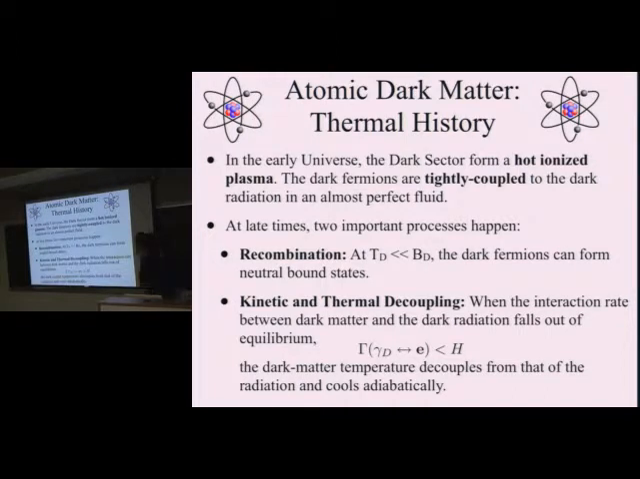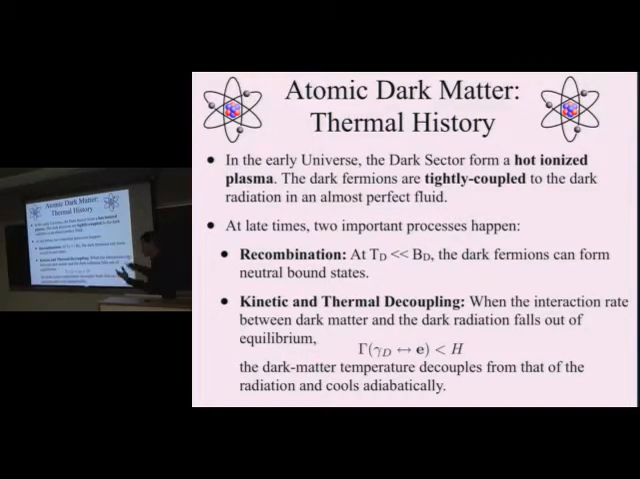As I was mentioning, this atomic dark matter has a rich thermal history, so we're going to spend some time talking about it, because this is really what we care about for cosmology. We really care about the different states of these dark atoms. So in the early universe, just like regular baryonic matter, everything is ionized, everything is strongly interacting, so we form really a hot plasma, and the dark fermions are tightly coupled to the dark radiation.